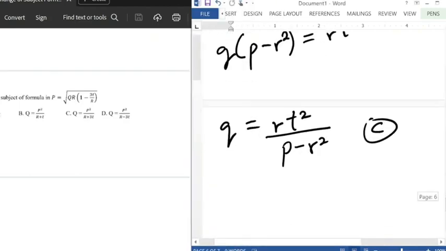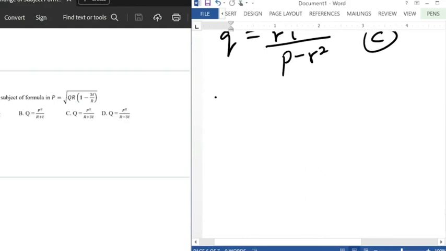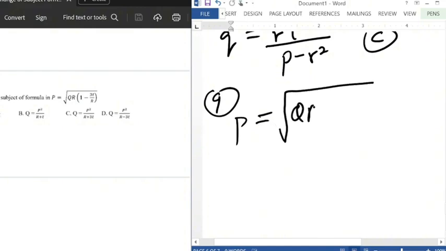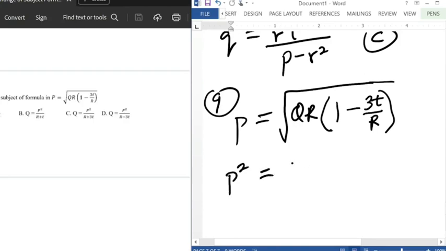So let's draw down. For question number 9 here, we have p equals the square root of qr into brackets 1 minus 3t, all over r. We are making q the subject. The next step is just to remove the square root, so we square both sides. This will become p squared equals qr into brackets 1 minus 3t, all over r.